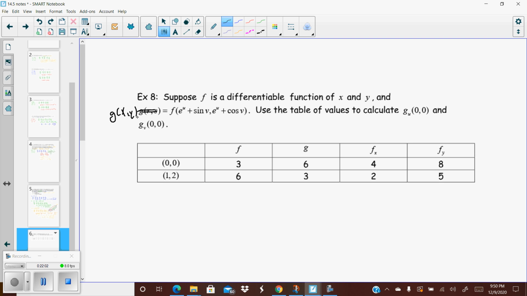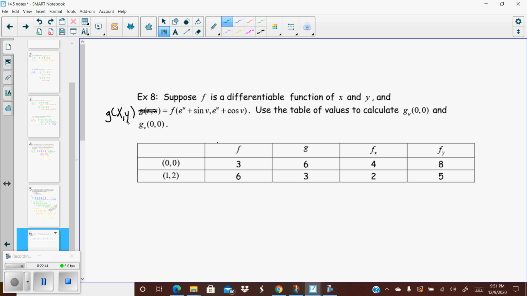Equals, actually, that should not be g of x, y. It should be g of u and v. G of u, v is defined as f of e to the u plus sine v. Nope, I had it right the first time. That's x and y. Sorry about that. F of e to the u plus sine v, e to the u plus cosine v. Use the table of values to calculate g sub u of 0, 0 and g sub v of 0, 0, or basically the partial of g with respect to u and the partial of g with respect to v.